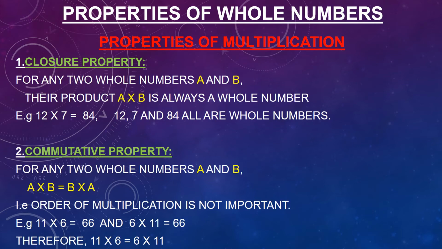Next property, commutative property. For any two whole numbers a and b, a multiplied by b is equal to b multiplied by a. That is, order of multiplication is not important. Example, 11 multiplied by 6 is equal to 66 and 6 multiplied by 11 is again 66. Therefore, 11 multiplied by 6 is equal to 6 multiplied by 11.